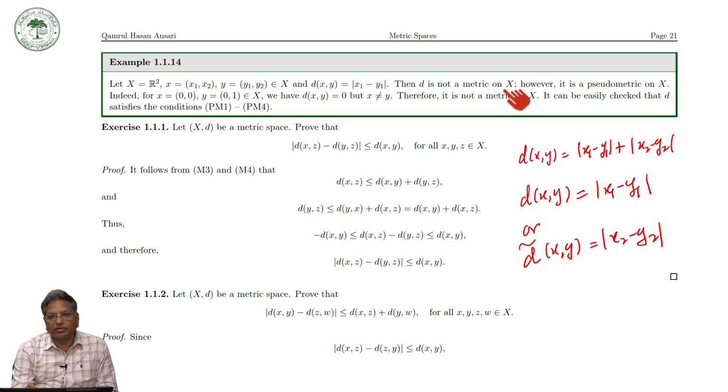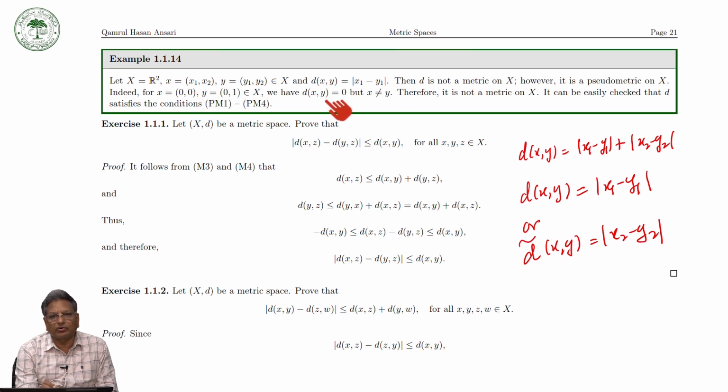However, it is a pseudo metric on X. Why? You can take x equal to (0,0) and y equal to (0,1). Of course x is not equal to y, but the distance between them by using this formula is equal to 0, because x1 and y1 are both 0. So this is equal to 0, but x is not equal to y, so this is not a metric.